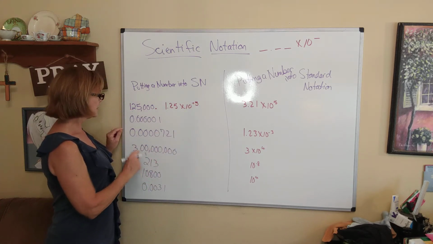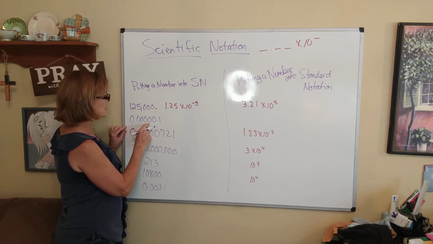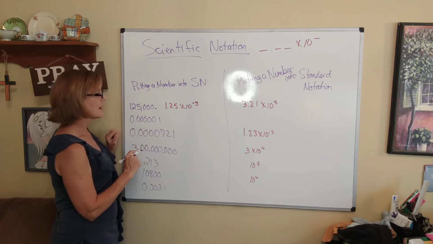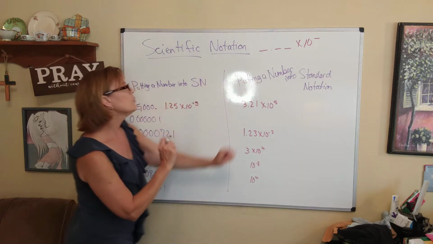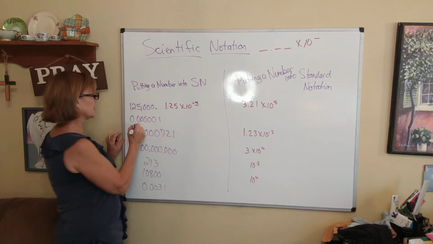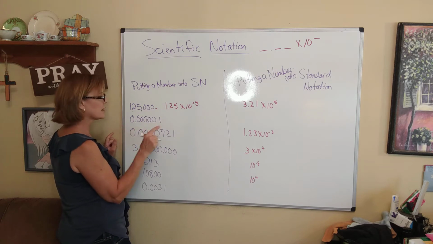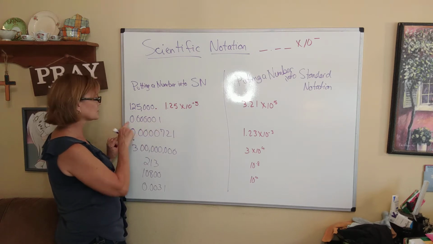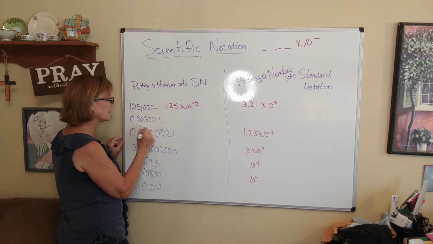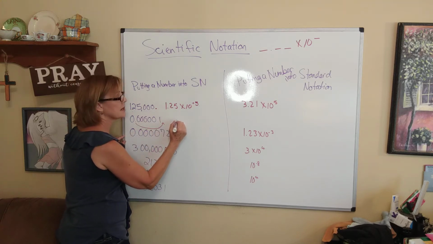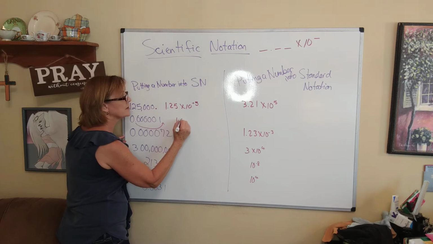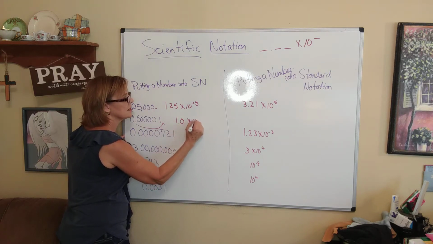Let's do the next one. 0.000001. All right, we're going to change this to scientific notation. Move the decimal from wherever it is, here's where it currently is, to just to the right of the first number that you come to that's not a zero. So all of these are zeros. I'm going to move it from here to over here. So in scientific notation, it's going to be 1.0 times 10 to the something.